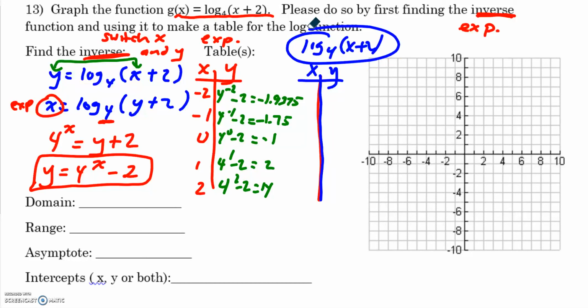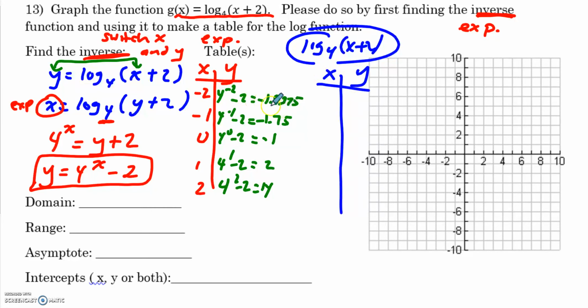Now remember that logs and exponents are inverses, which means that the table can also be reversed. So if I write this a little bit more neatly here, if I would like to find the table for the logarithmic equation, I can just switch my x's and y's because that's what I did to find the inverse in the first place. So this point down here would become 14, 2.